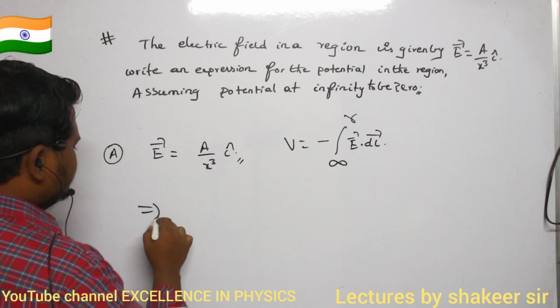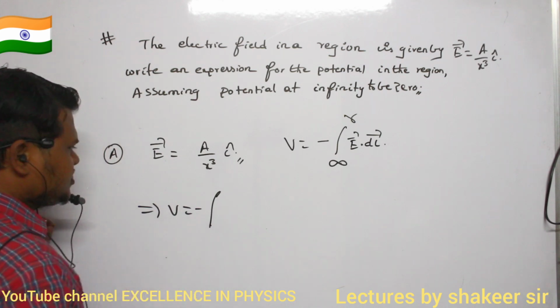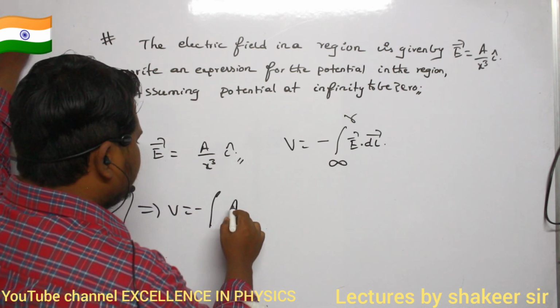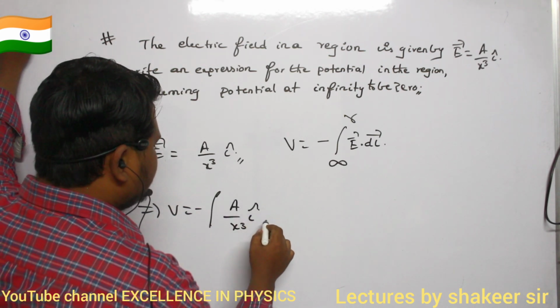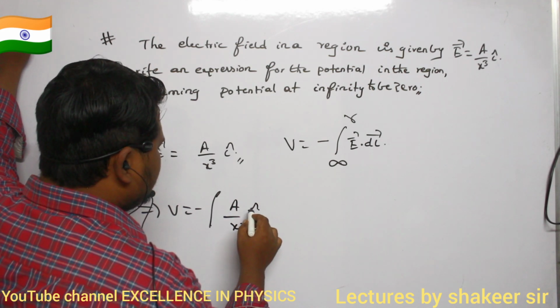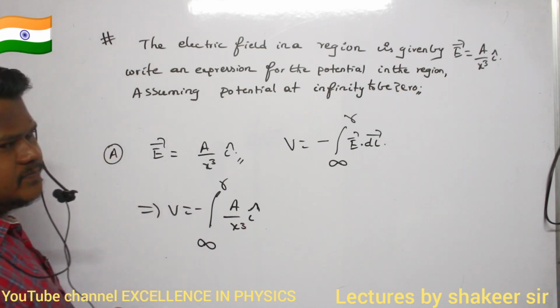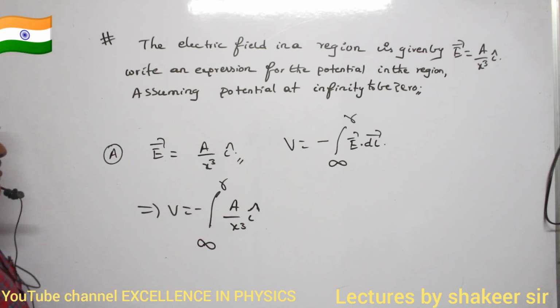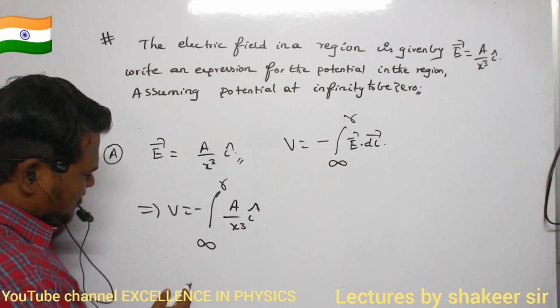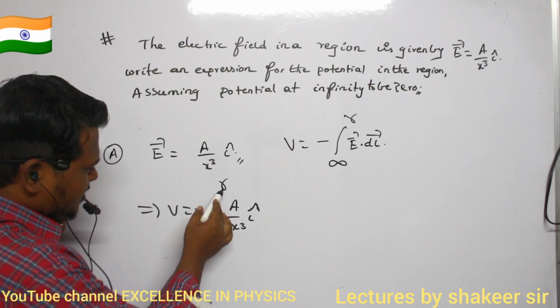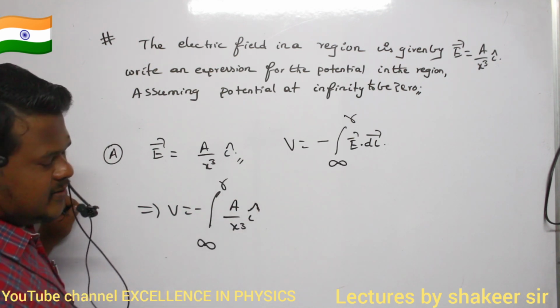Clear? So therefore, V is equal to minus integration of the E value, which is A divided by x cube i cap. Can you say what is meant by i cap here? Let us see. The limits are applied from infinity to the point R where I want to calculate the electric potential.